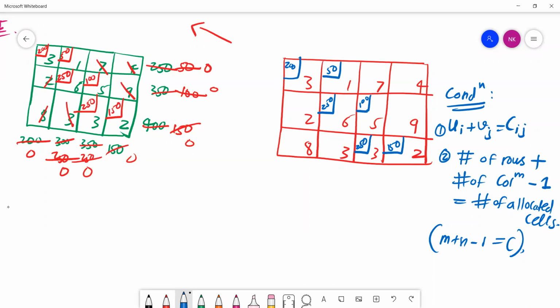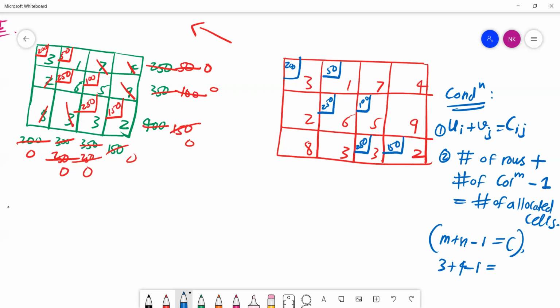M plus n minus 1 equal to c. In many of the literature books, it is given in this manner. What does this mean? It is the number of rows plus number of columns minus 1 equal to the number of allocated cells. Now over here, how many rows are there? I am having 3 rows and 4 columns. Minus 1 equal to, this will sum out to the number of allocated cells.